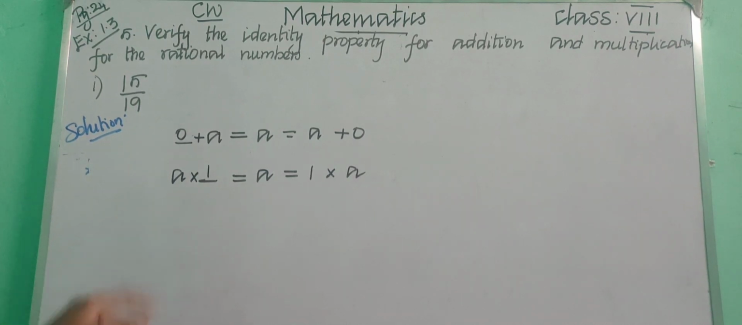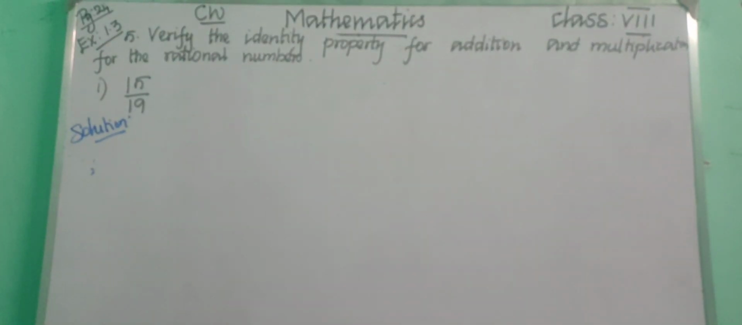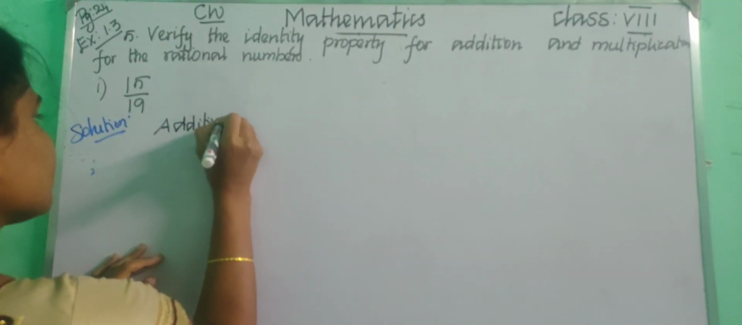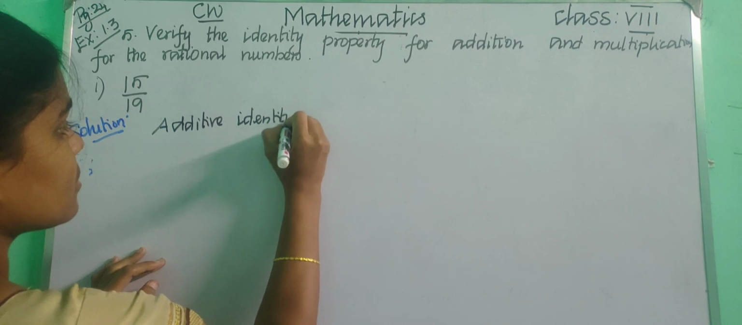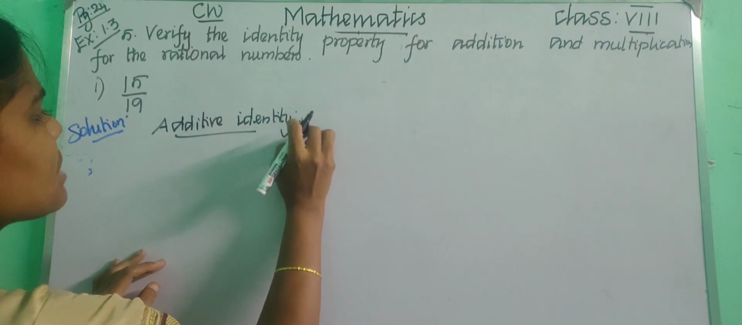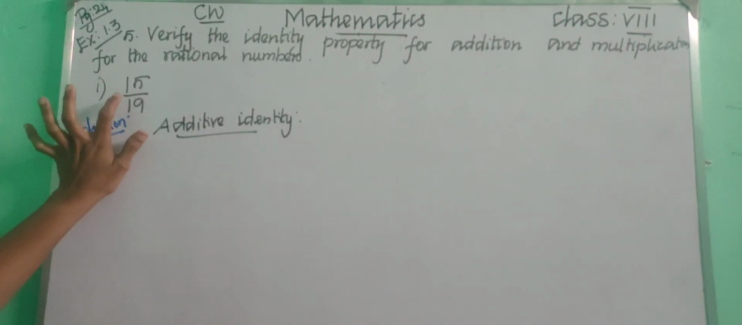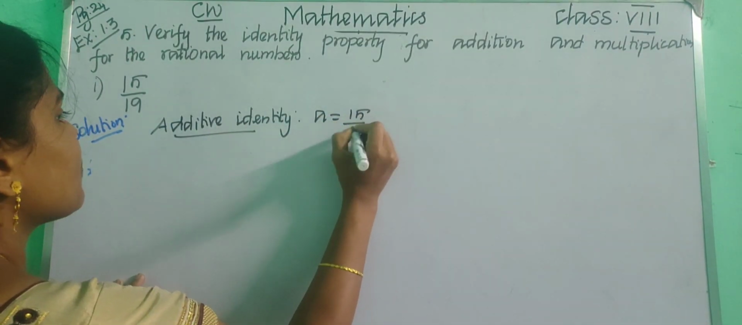Okay children, that is the thing we are going to prove in this question. So let us prove. First of all, let us write additive identity. So write additive identity. Additive identity means what we need to prove? We need to prove this one, right? A is given. So what is A? A equal to 15 upon 19.